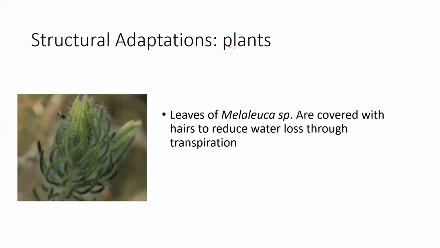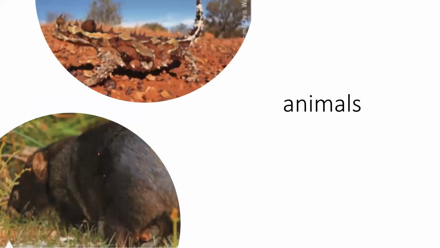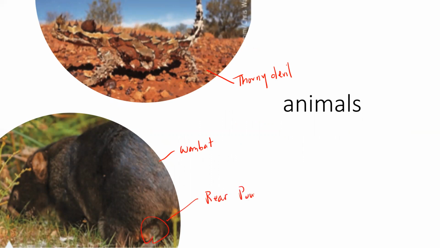Structural adaptations in plants, we're going to draw on some of my Australian ones. Melaleuca species are covered with little hairs to reduce water loss, okay? So those that have the hairs are better able to survive because they don't dry out as easily. In animals, this is called the thorny devil. And this is a wombat. Notice its pouch. It's got a rear-facing pouch.